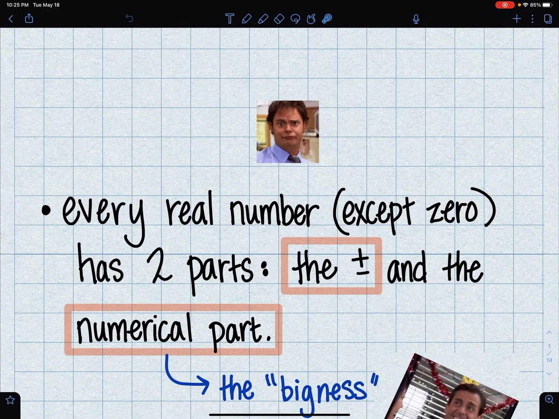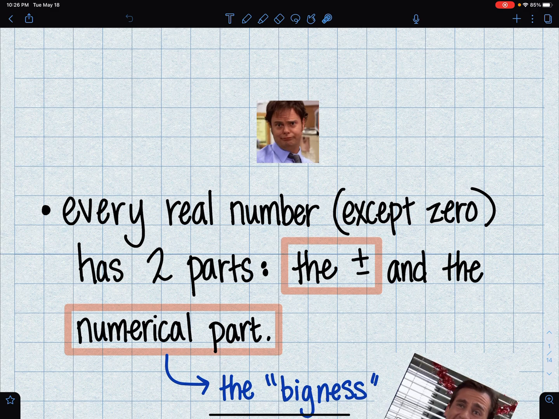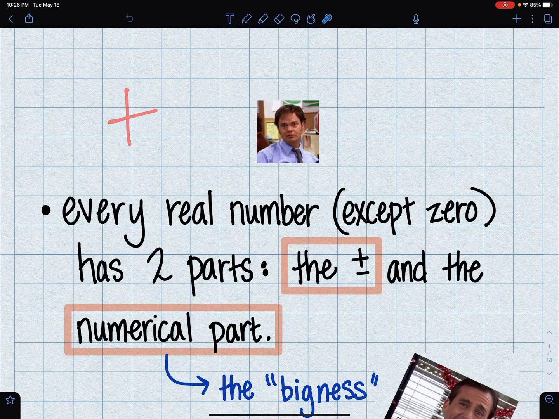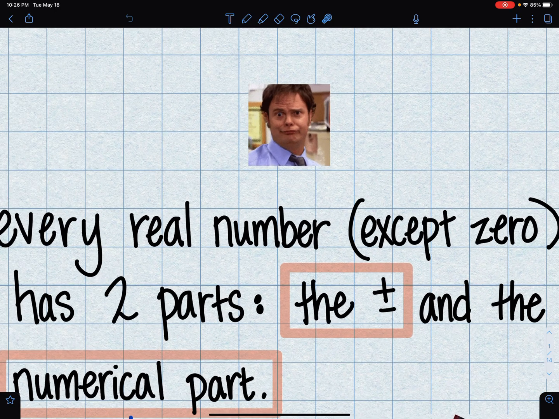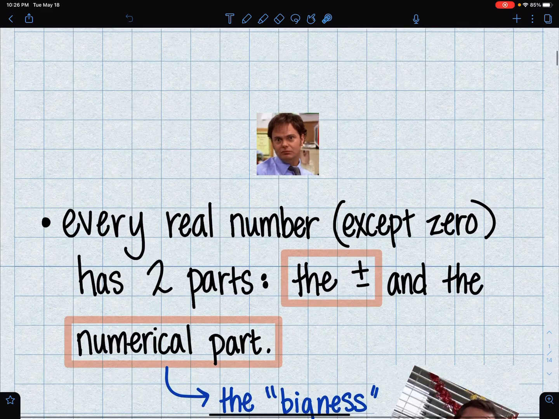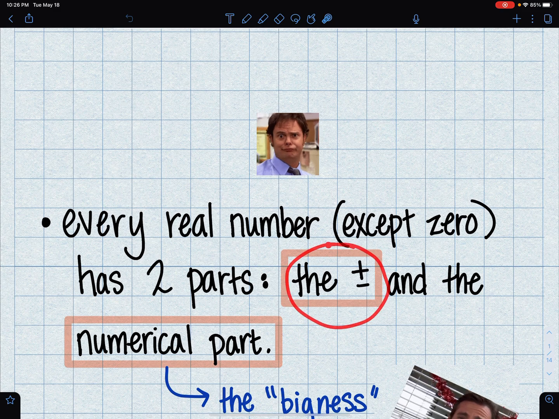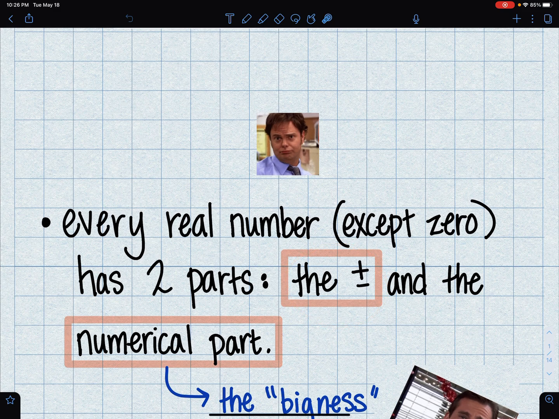All right, here we go. The first point that they make about absolute values is that every real number, and we're going to make the exception of the number 0 here for a moment, every real number has two parts. Now, I thought they were going to say there's a positive one and there's a negative one, and guess what? I was wrong. So the two parts are the positive or the negative sign. So it's going to be positive or negative.